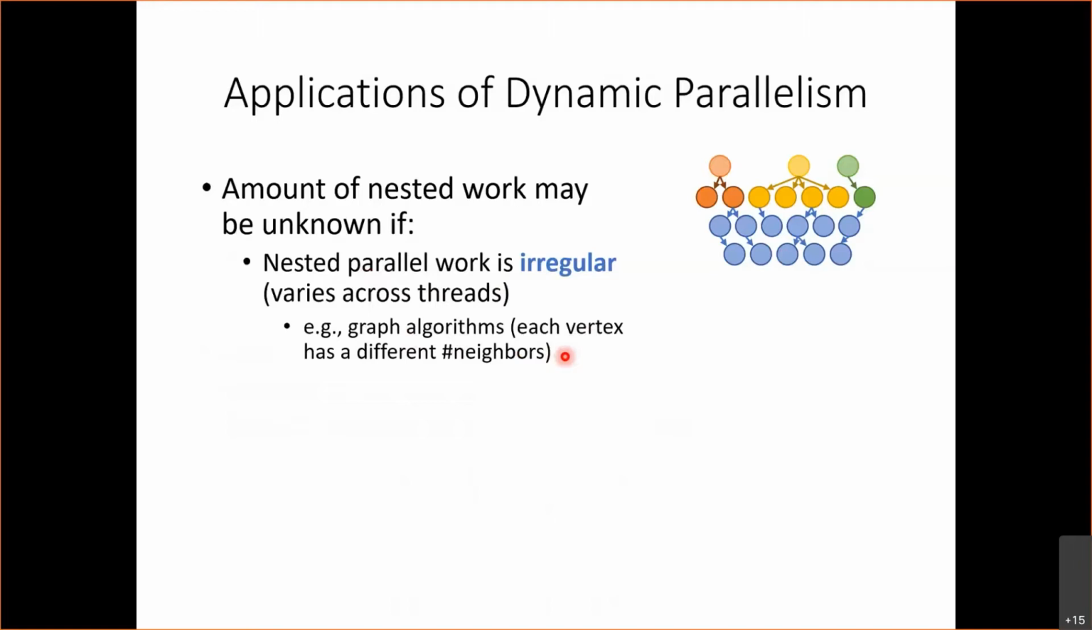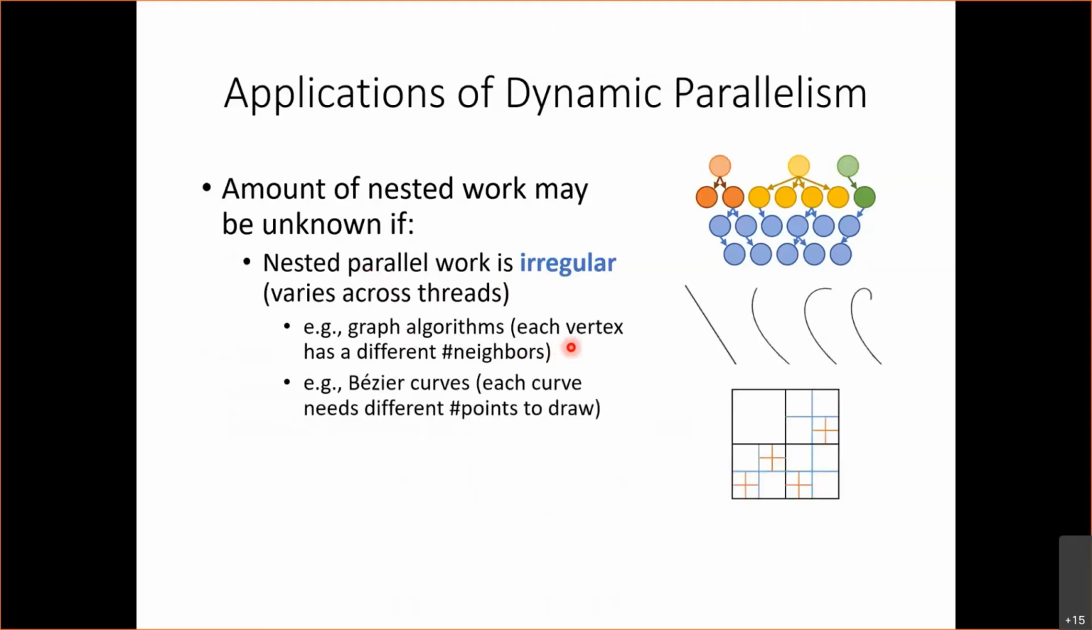Another example is Bezier curves. Bezier curves are a computation where we draw lines based on points. We have a bunch of points, and we draw these lines using these points. Now, to draw these lines, depending on the curvature of the line, we may need a different number of points to draw the line.